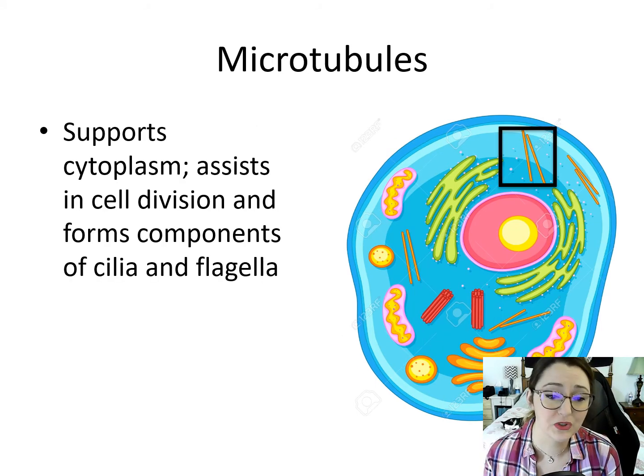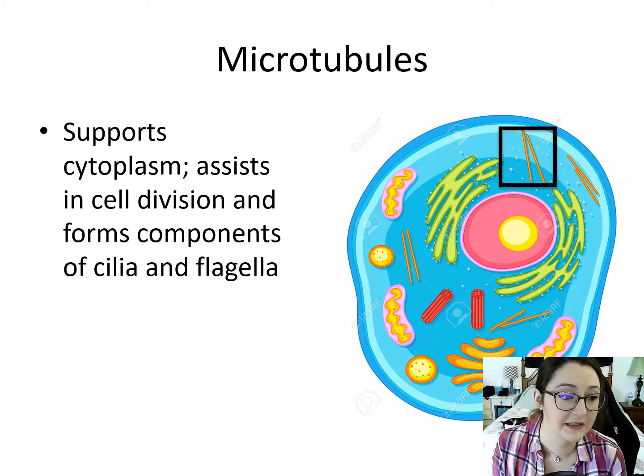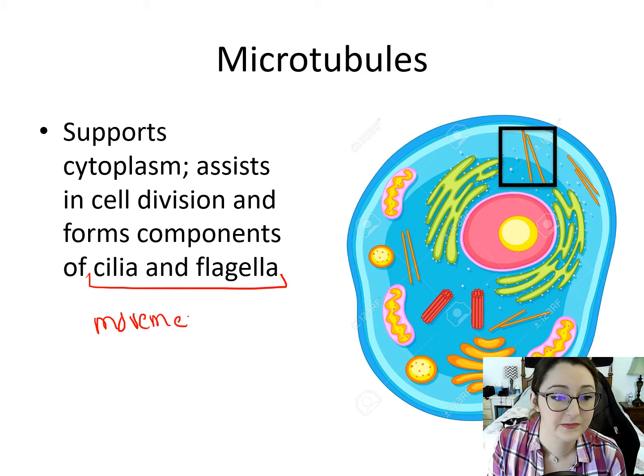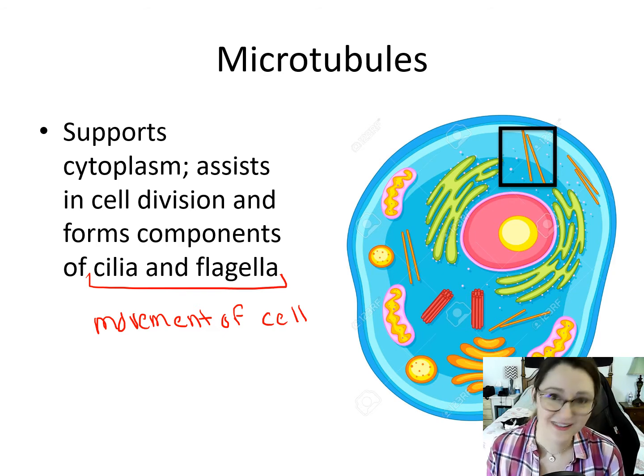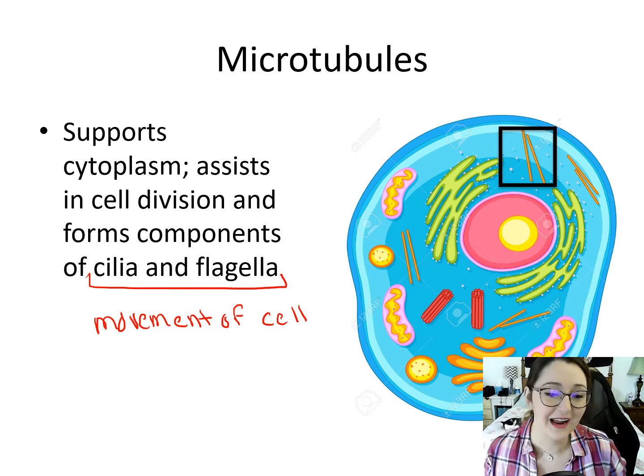Microtubules are going to be those little sticks. This is going to support the cytoplasm and assist in cell division and form components of cilia and flagella. As far as cilia and flagellum are concerned, this is going to help with movement of the cell. And when it comes to cell division, that's going to be the cell dividing, oddly enough, and forming another cell.